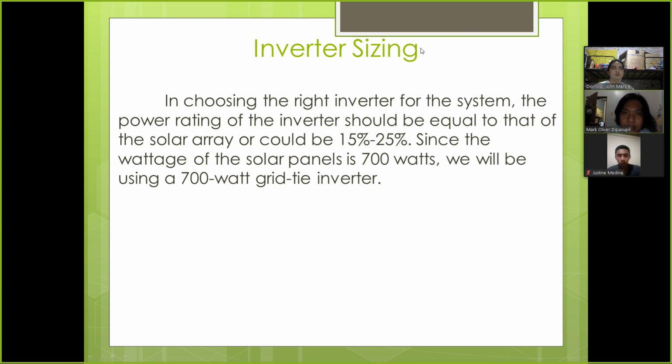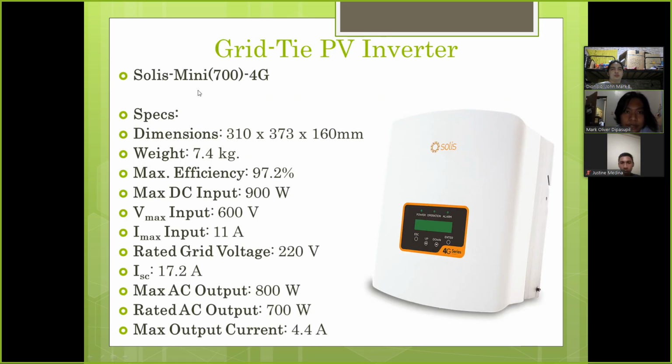So, punta naman tayo ngayon sa inverter sizing. Binanggit kanina, sa paggamit ng tamang inverter, yung power rating ng ating inverter should be equal to that of the solar panel. Or pwede namang tumaas ng 15% to 21%. So, since yung wattage ng ating solar panel is 700 watts, ang gagamitin natin, syempre, is 700 watts din. Grid tie inverter. Solis Mini 700. So, ito yung specs niya.